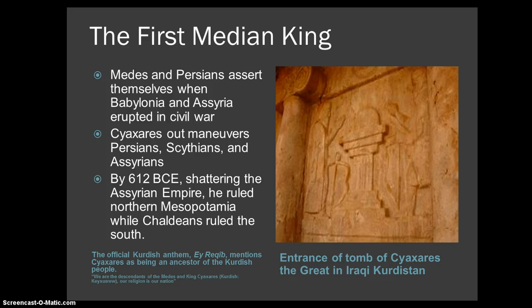The official Kurdish anthem, I just thought I would put on the side, Raqib, mentions him as being an ancestor of the Kurdish people. The line, we are the descendants of the Medes and King Zagros. I think I'm saying his name wrong, just to let you know. I've studied some of these languages well, but I don't have a really good handle on this one in Kurdish. Our religion is our nation. So it's interesting, right? This history is obscure to probably most people, but obviously for those who have lived there, there is an ancient past and history that they can resurrect in the form of modern nationalism.